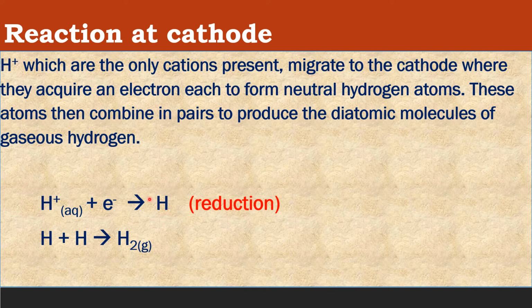But hydrogen cannot be written like this in any chemical reaction because it is diatomic in nature. So two of these neutral hydrogen atoms will be combined together to form diatomic hydrogen, which is H2 here.